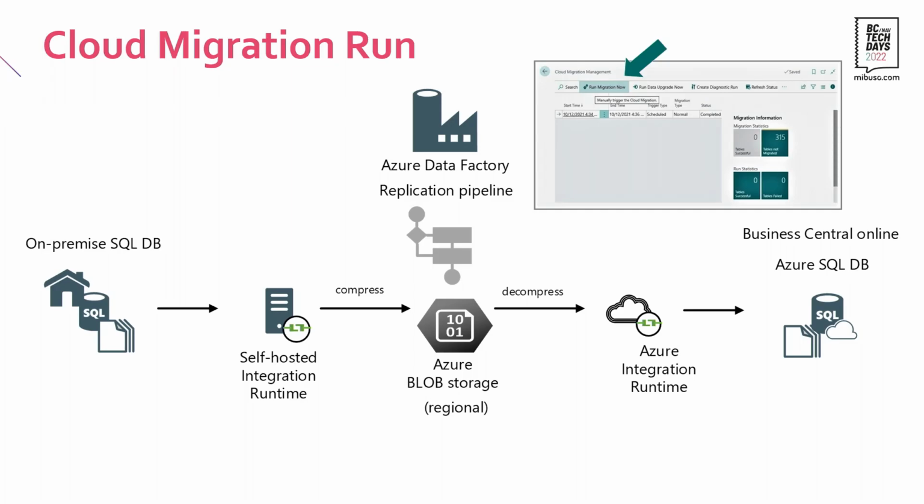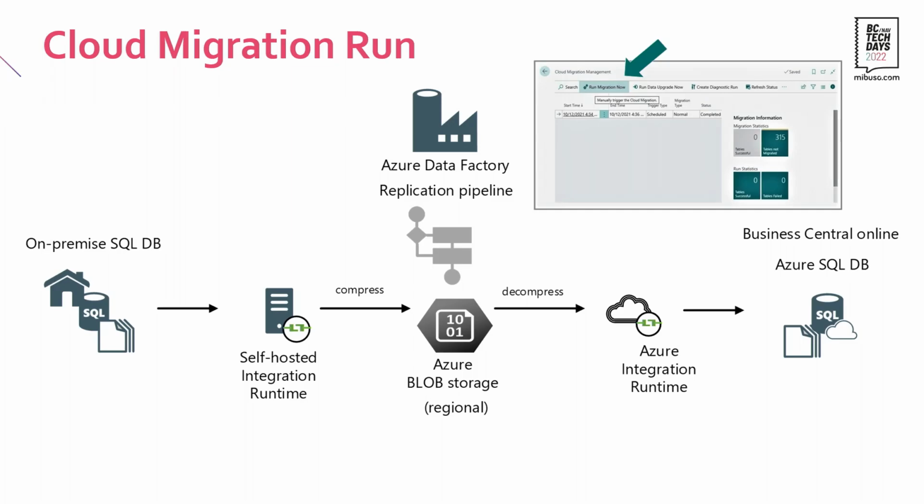And if you have large tables that have to be replicated, then these tables are going through exactly this path. So they're copying one by one through the Azure Blob Storage, and you can watch the progress on the Cloud Migration Management page. If you refresh the status, each large table that has been replicated would show in the statistics there immediately.